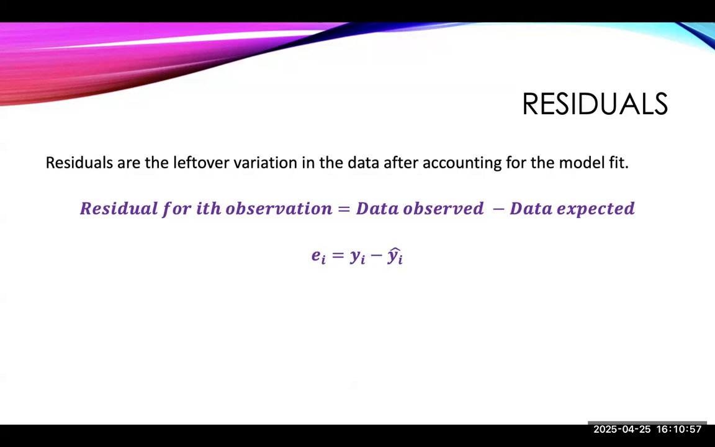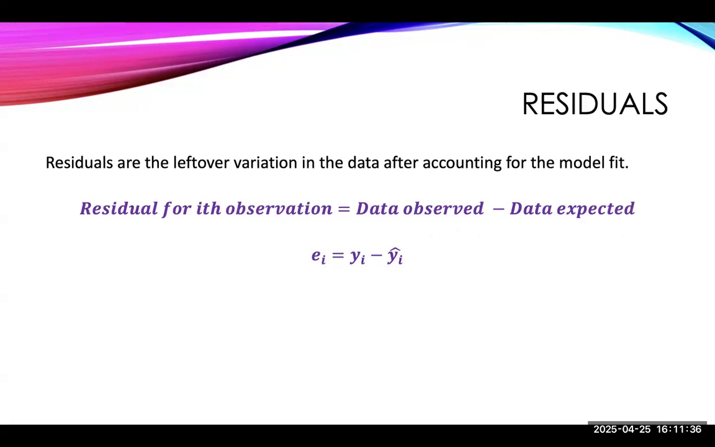A residual is the leftover variation in the data after accounting for the model fit. In other words, it's the data observed, so you're going to have a dot on the scatter plot. It's the Y value, the data observed, minus the Y value from the line, the data expected. In other words, it's the vertical distance from the dot to the line. We usually use the letter E to represent the residual.